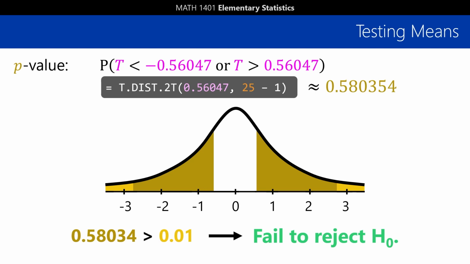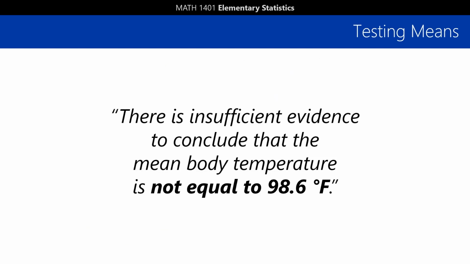Put in context, we'd say that there's insufficient evidence to conclude that the mean body temperature is not equal to 98.6 degrees Fahrenheit. Be careful though. Remember, that does not mean we accept the null hypothesis. We haven't proven that the mean body temperature is 98.6 degrees Fahrenheit. And it turns out there's actually more to the story here.